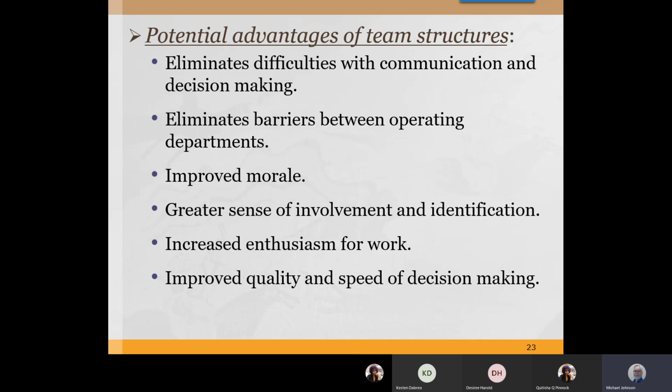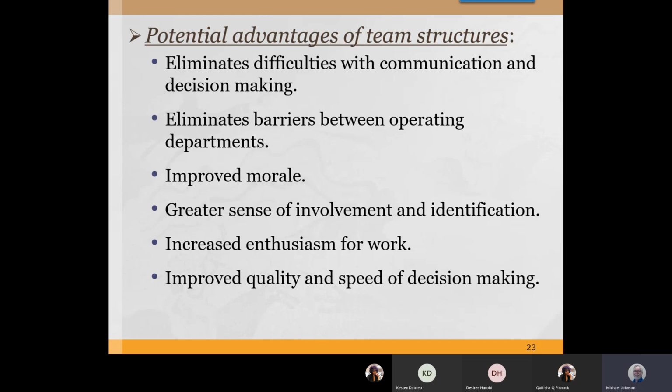Eliminates any barriers between operating departments because you're working as a group or a collective. You're not working independently as a division or a department where maybe you don't communicate with other people. Improves morale because you are connecting with one another, greater sense of involvement and identification because you have a voice and you can communicate with your peers that you're working with, and they're from different departments. Also increases enthusiasm for work. You feel more validated, and you also feel like you're participating in some way or another.